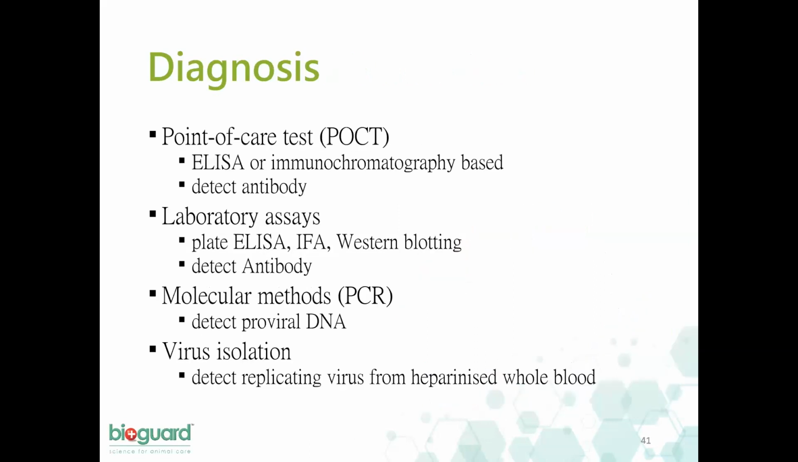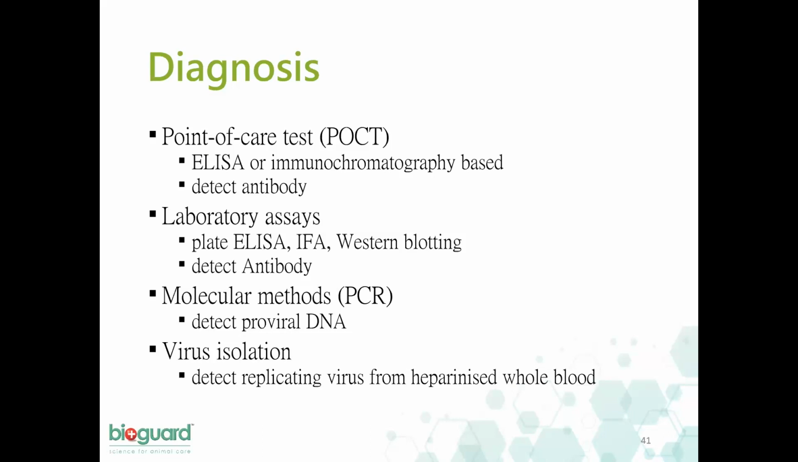So for the diagnosis, there are 4 diagnostic methods used to detect FIV. First is the point of care test, or POCT, which is usually ELISA or immunochromatography based, for the detection of antibodies against FIV in blood. Another one is the laboratory assays. This is to confirm the POCT results. Usually they use a plate ELISA, immunofluorescence assay, or Western blotting, which all detect antibodies against FIV in blood.